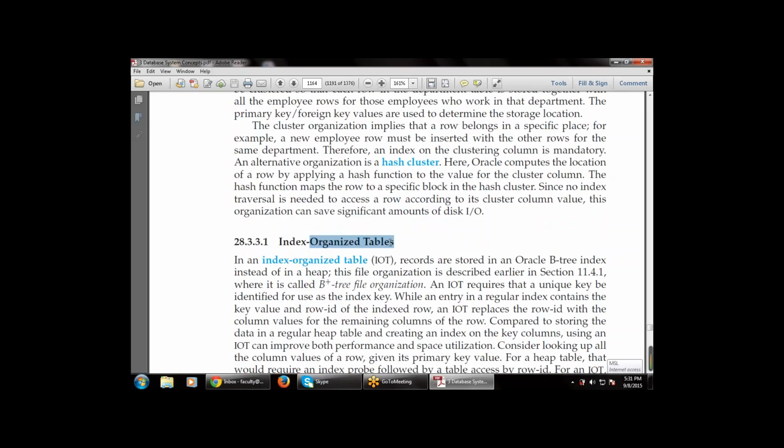Then the index organized table, which is on the basis of the index that is available with the database admin, and that will be used for the database admin.